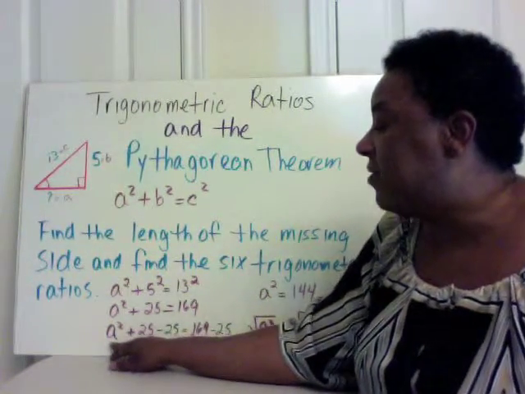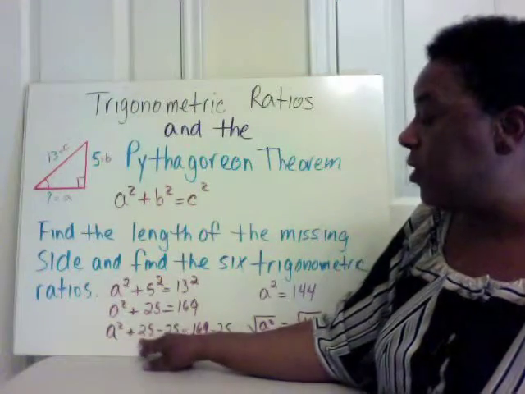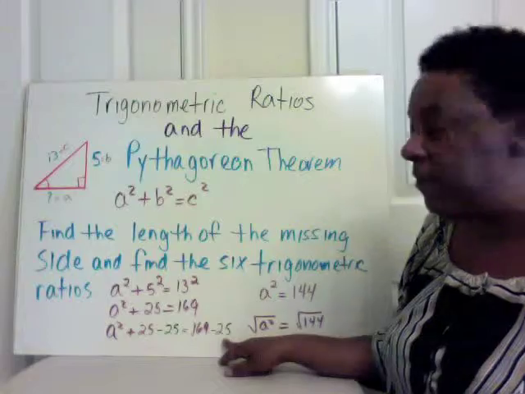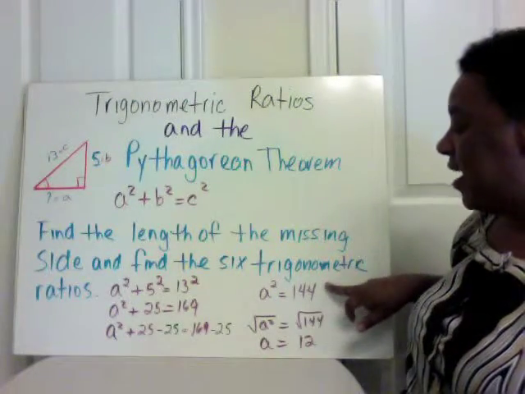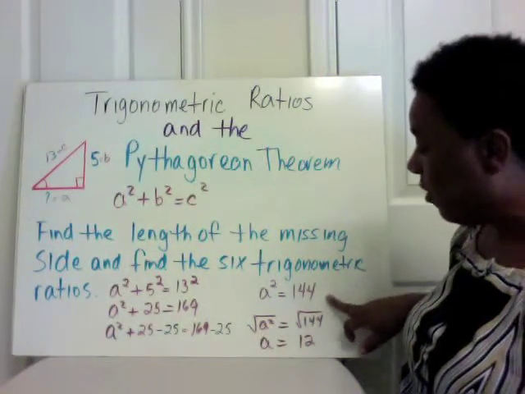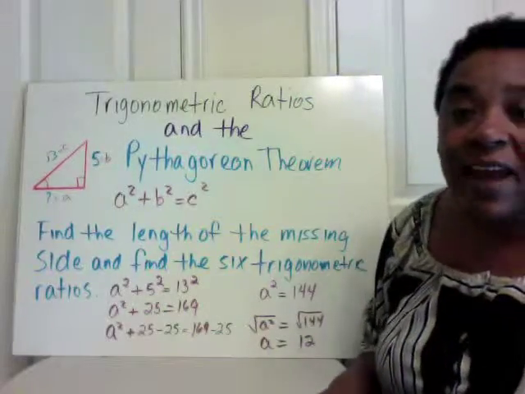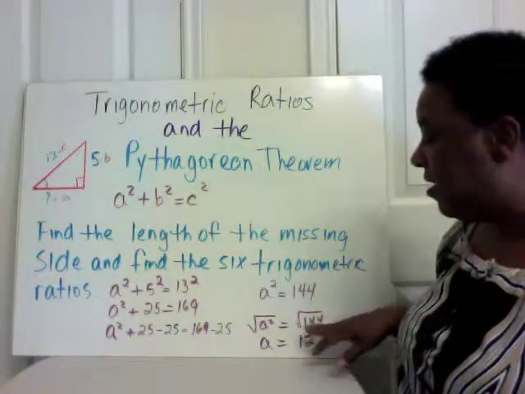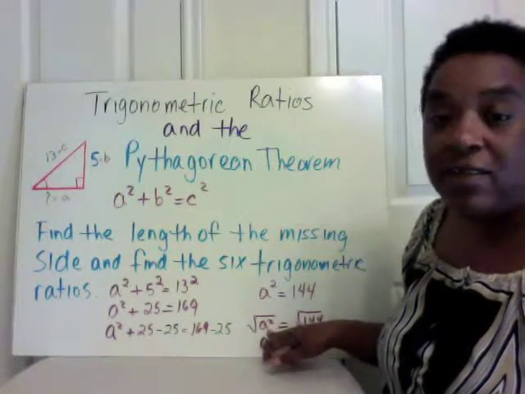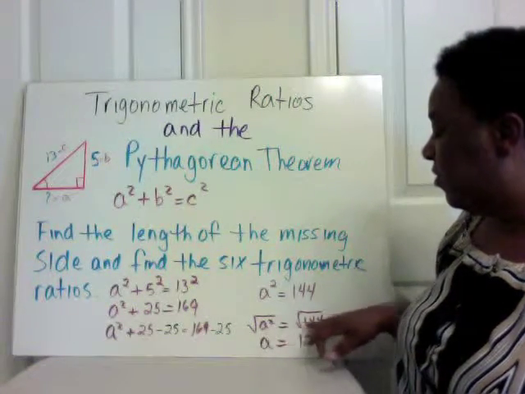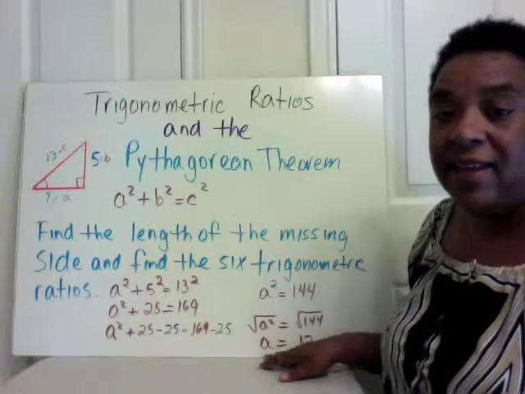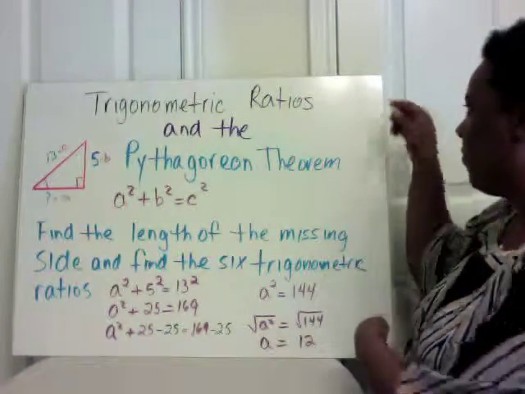Now we want to get a squared by itself, so we're going to subtract 25 from both sides of our equation. And now we're left with a squared is equal to 144. Now to find a, all we have to do is take the square root of both sides. So the square root of a squared is equal to the square root of 144. Therefore, a is equal to 12.